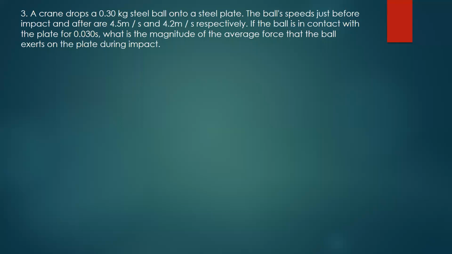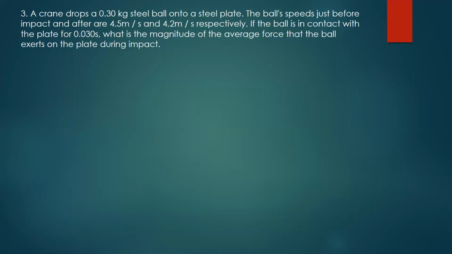We have another question which says, a crane drops a 0.3 kg steel ball onto a steel plate. So the ball's speed just before impact and after are 4.5 meters per second and 4.2 meters per second, respectively. So if the ball is in contact with the plate for 0.03 seconds, what is the magnitude of the average force that the ball exerts on the plate during impact?